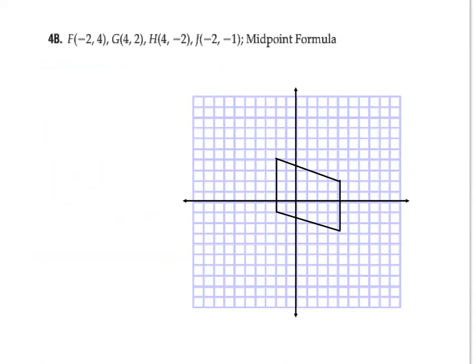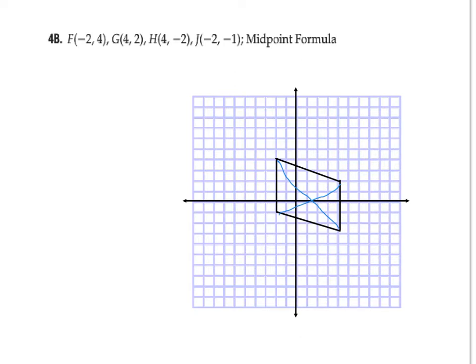Let's do another one here. This time we're going to prove that this is a parallelogram. We're going to use the midpoint formula. In fact, what we're going to do is show that the two diagonals bisect each other. If I can show that both diagonals have the same midpoint, that means that the diagonals bisect each other.